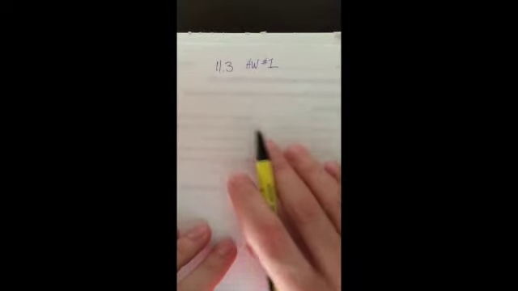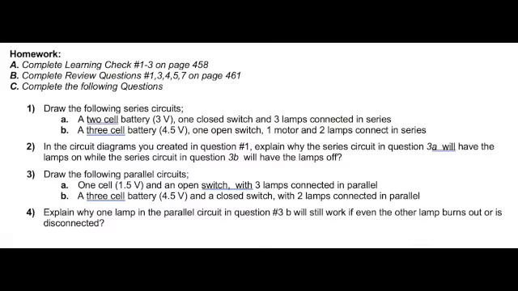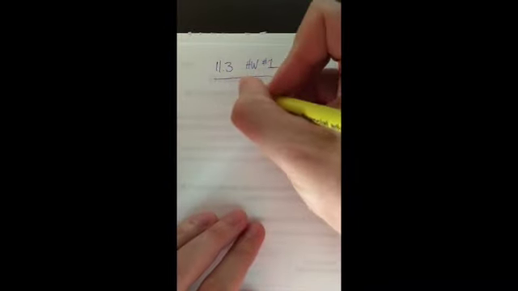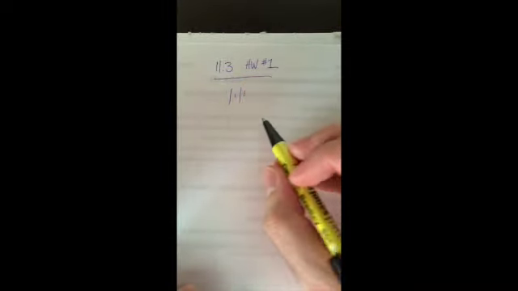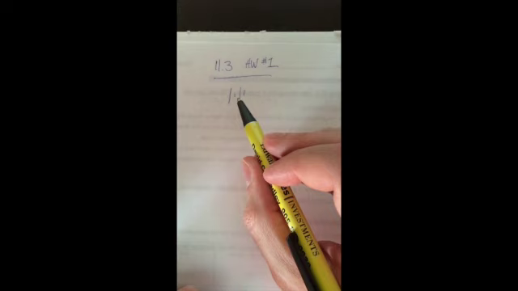Hopefully you can see some of the writing on the other side, but my diagram will come through. Draw the following series circuits: a 2-cell battery, 1 closed switch, and 3 lamps connected in series. Alrighty, so let's start with the 2-cell battery. Let's draw the battery. I personally like to do the battery at the very top. So 2 cells, which means long line, small line, long line, small line for the 2 cells in the battery.